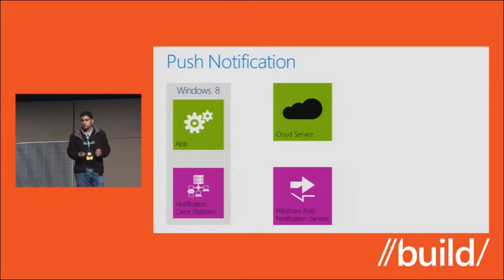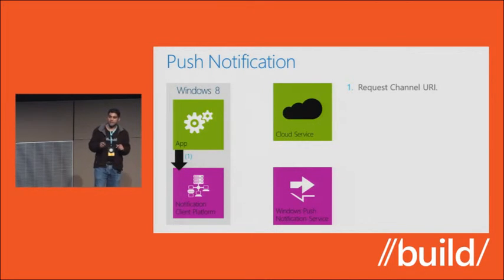And the notification could be text, could be images, it could be a badge, it could be a toast notification. But how does that happen? Behind the scenes, we need to get these four boxes talking to each other. When your app is installed, it needs to first request a channel URI, a uniform resource identifier that uniquely identifies your app on the device for that user. So it requests that from the notification client platform.